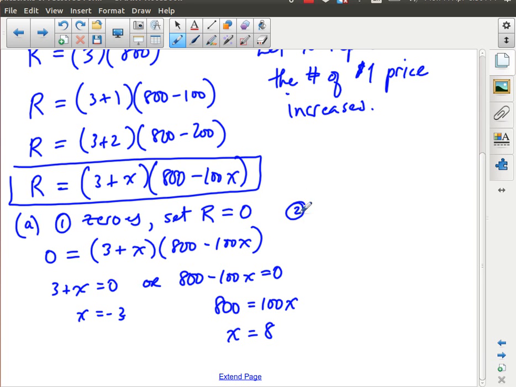Now I want to find the X coordinate of my vertex, which is to add those together. And don't forget, this one's negative. So that's -3 plus 8 divided by 2. That's equal to 5 divided by 2, or 2.5. So again, both of these are fine. And I'm going to hopefully learn my lesson from last time. I'll probably use the 2.5 this time.